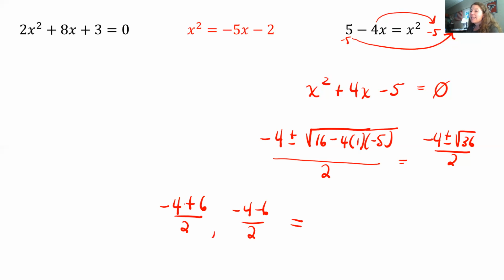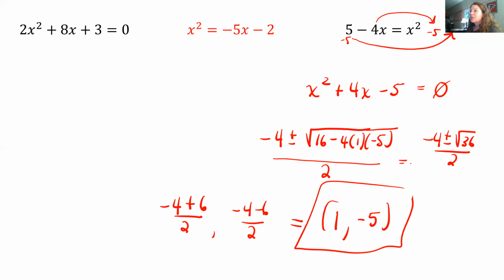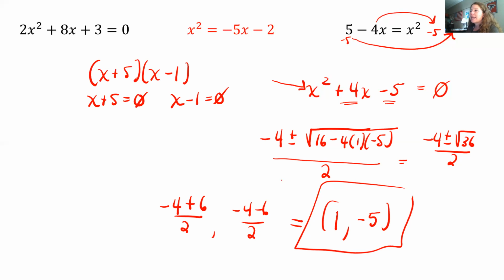Well, I can simplify that. Negative 4 plus 6 is 2, and 2 divided by 2 is 1. Negative 4 minus 6 is negative 10, and negative 10 divided by 2 is negative 5. Which tells me I could have factored this the way we learned how to do it originally. I could have thought of 2 numbers that multiply to give me negative 5 and add to give me 4. Wouldn't that be positive 5 and negative 1? And then if I set both of these equal to 0, I would have gotten my answers.